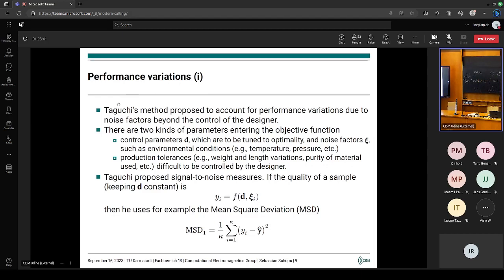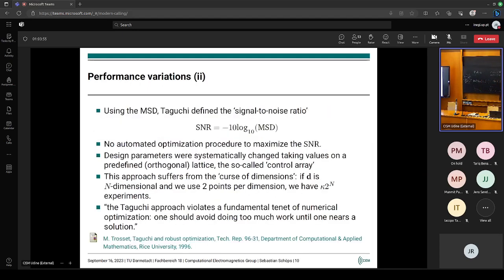So Taguchi at the time used the mean square deviation as a concept, and this rings a bell, right? That's essentially the variance that we introduced from the stochastic point of view. But this was at that point not yet put into the statistics context as it is these days. So he defined this signal to noise ratio. I also don't bother too much. I would say that's a rather heuristic choice, but that's how he did it. And at that time, he also didn't really propose an automated optimization procedure to maximize this, but essentially he took a lattice and evaluated this on this lattice.